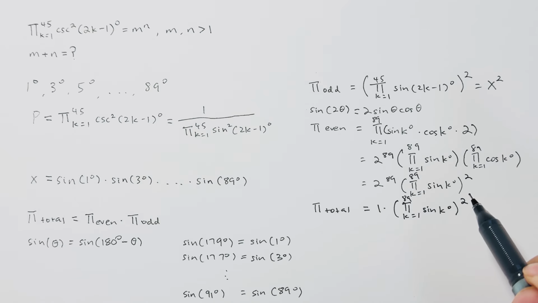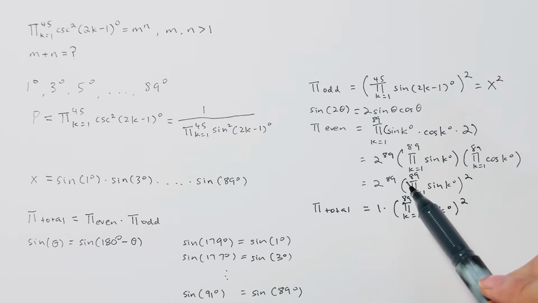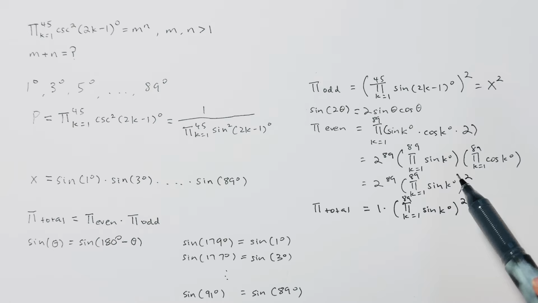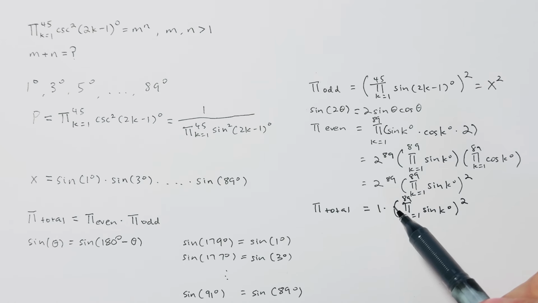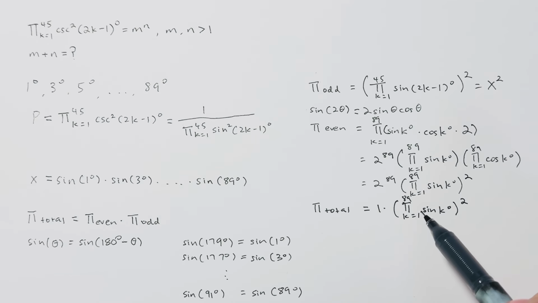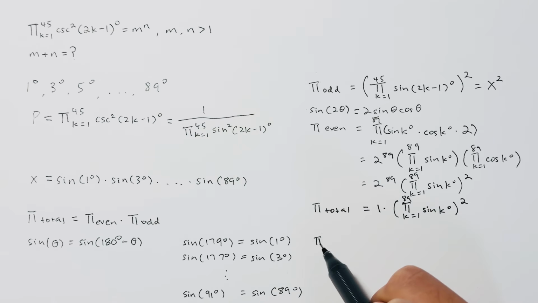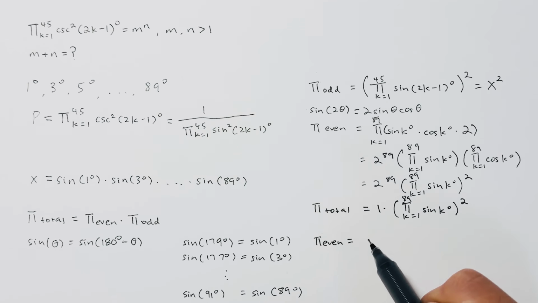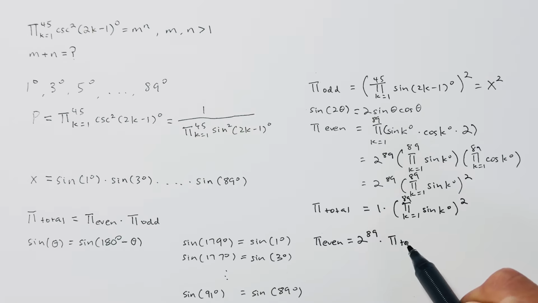And now do you see it? Compare the equations from steps 3 and 4. We know that product even equals 2 to the power of 89 times the product of sine k degrees squared. And the product of total is equal to 1 times the product of sine k degrees squared. So this implies a beautiful relationship: the product of the evens equals 2 to the power of 89 times the product of the total.